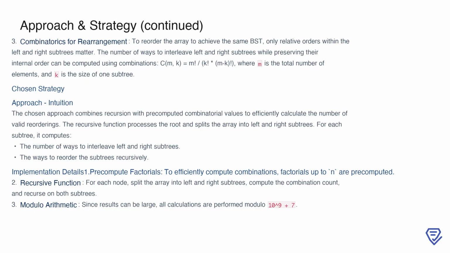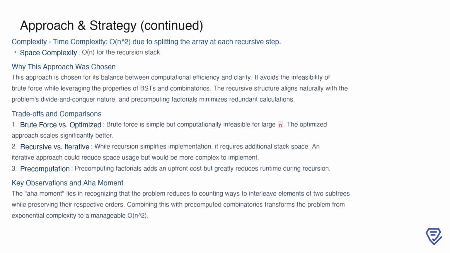Each recursive step involves splitting the array into left and right subtrees, counting the ways to interleave these subtrees, and recursively processing each subtree. To speed up these calculations, factorials are pre-computed up to the size of the array. This ensures that combination values can be derived in constant time. Additionally, results are computed modulo 10 to the power of 9 plus 7 to handle potential integer overflow and to meet problem constraints. The time complexity of this approach is O(n squared), driven by the need to split the array at each recursive step. The space complexity is O(n), which accounts for the recursion stack.